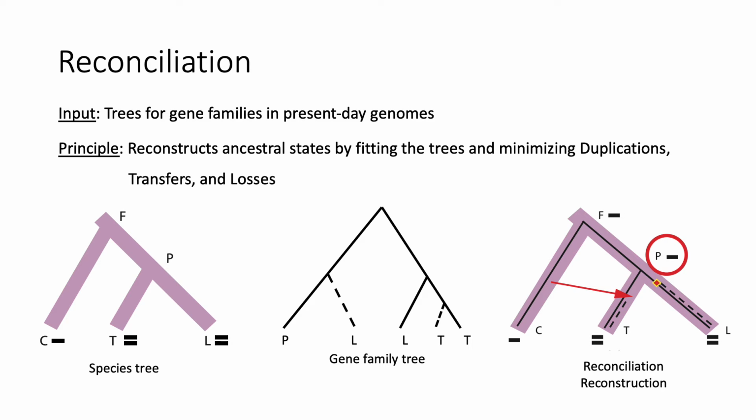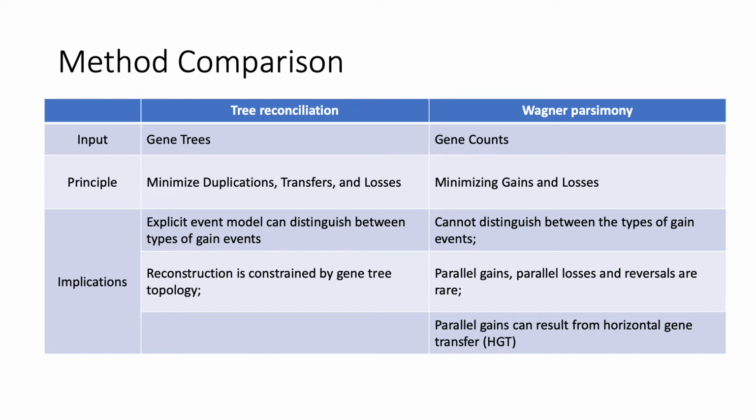Reconciliation indirectly takes sequencing information into consideration by using gene trees as the input. The reconstruction, constrained by gene tree topology, reconstructs ancestral states that minimize duplications, transfers, and losses. While both methods use a parsimony approach, reconciliation uses an explicit event model that can distinguish between the types of gain events that contribute to the expansion, while Wagner parsimony cannot.